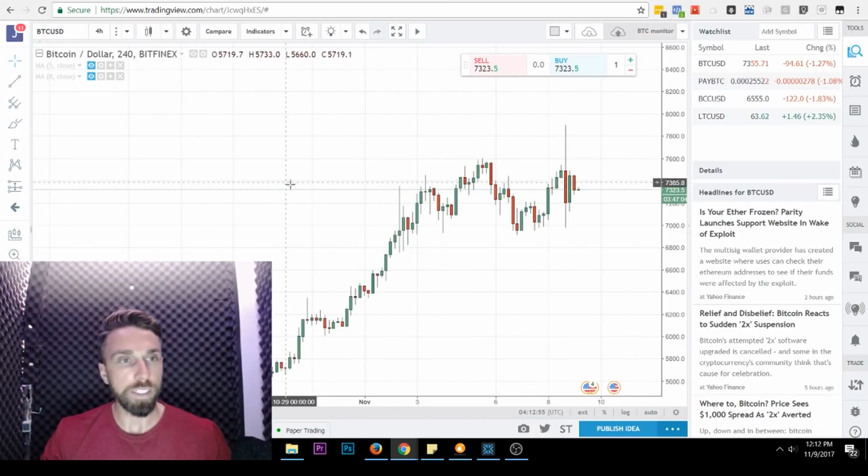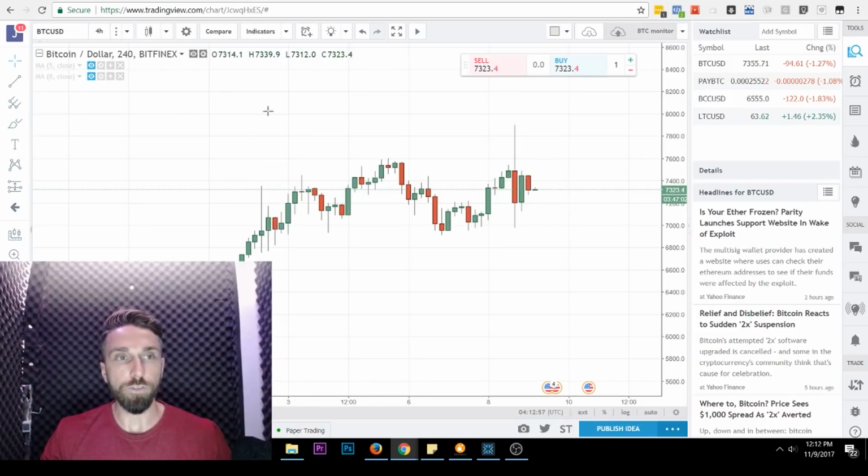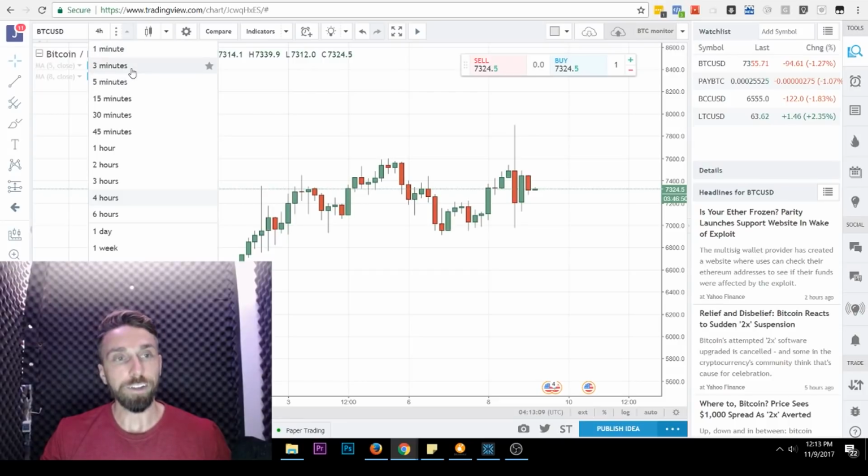And if you were to zoom this out, then you would see that this is a 4-hour chart, by the way, meaning each one of these candles is 4 hours. This is 4 hours, 4 hours, 4 hours. They represent a 4-hour increment. If I had it set to 1 minute, 1 minute, 3 minute, 5 minute. So most people don't even know that, actually.